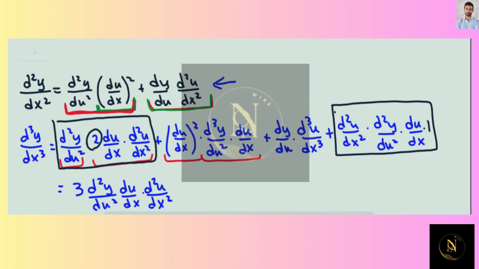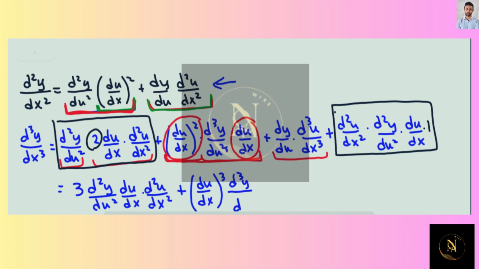Now if we look closely at our middle 2 terms, we notice that they are not the same. And one thing we could do is we have du dx squared times du dx, so we can write that as du dx cubed. So we have du dx cubed times the third derivative of y with respect to u. And then finally, this one term that we were not able to combine with anything, dy du times the third derivative of u with respect to x.